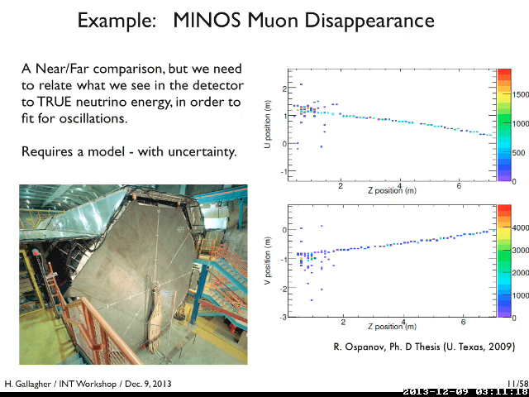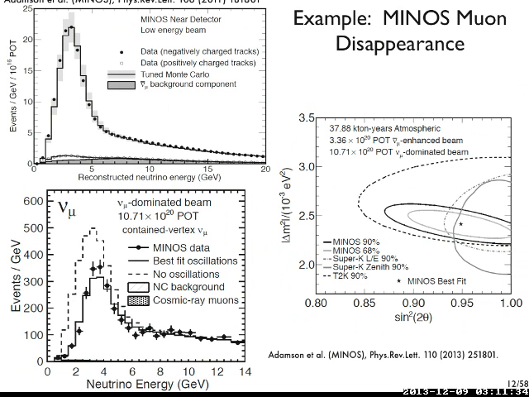Okay, and as Ulrich pointed out in his talk, you need a model to do that. You need a matrix that takes you from your true energy to your measured quantities in your detector, and that's what we use our Monte Carlos for. Okay, so the Monte Carlos are the things that we use to do that task. They have models in them, and those models have some uncertainties.